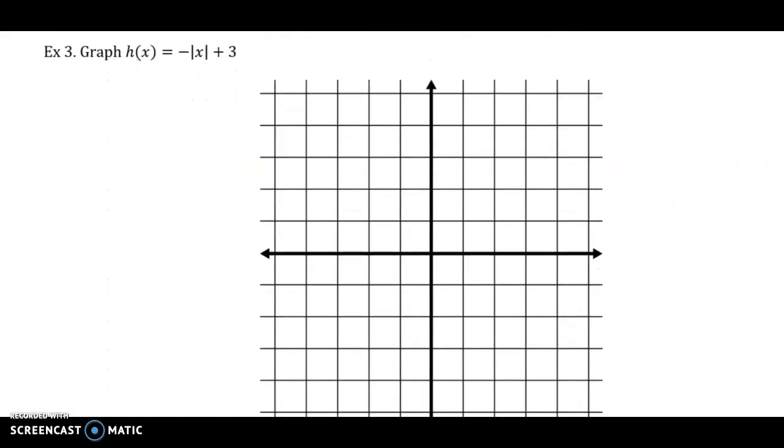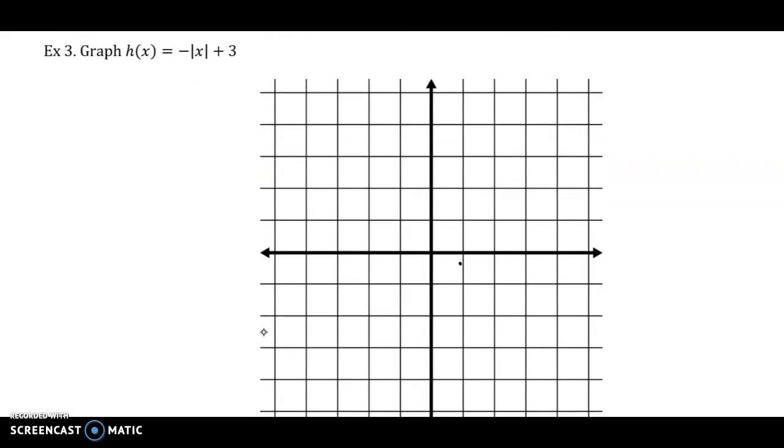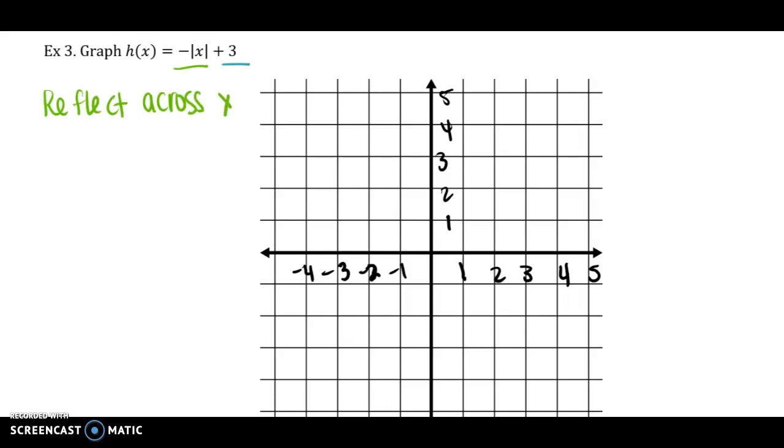All right, so next we have this one right here. So negative absolute value of x plus 3. So let's go ahead and start off with our transformations. So we have this and this one. So this one right here, if it's a negative on the outside, it's a reflection across the x-axis. And then this one is going to be up 3 units.